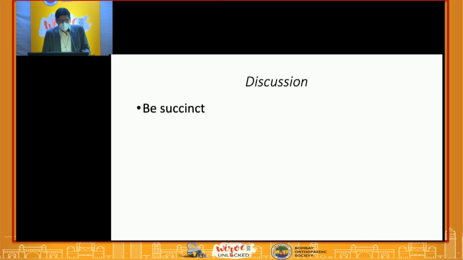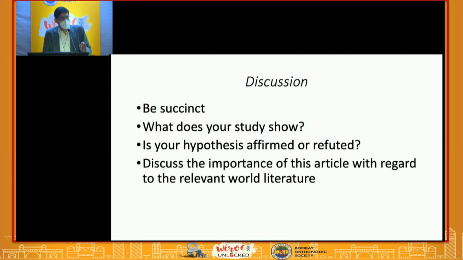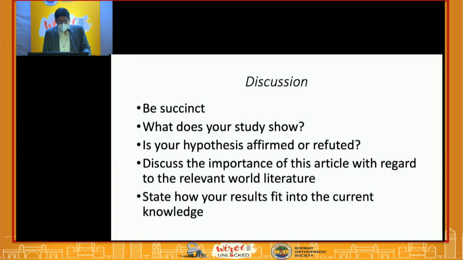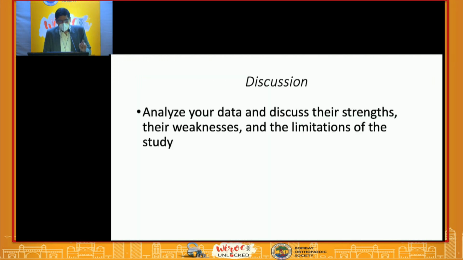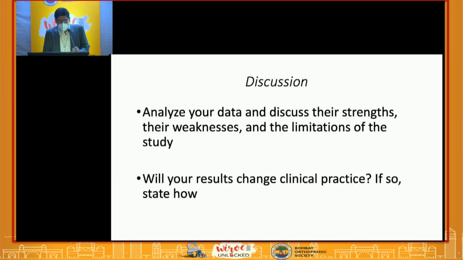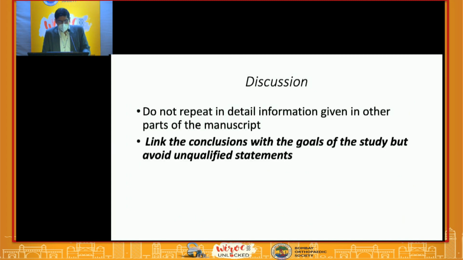Now the discussion has to be succinct, okay? What does your study show? Is your hypothesis affirmed or refuted? And the importance of the article with regard to the relevant literature, and how do your results fit in? So for example, this is a summary of all the literature on malpositioned pedicle screws summarized in a table. You don't have to write everything again then. In the discussion, you have to analyze the data. You have to discuss the strengths and the limitations. And will your results change the clinical practice? So basically you can miss a malpositioned screw on an X-ray, all right? And you don't have to repeat stuff.